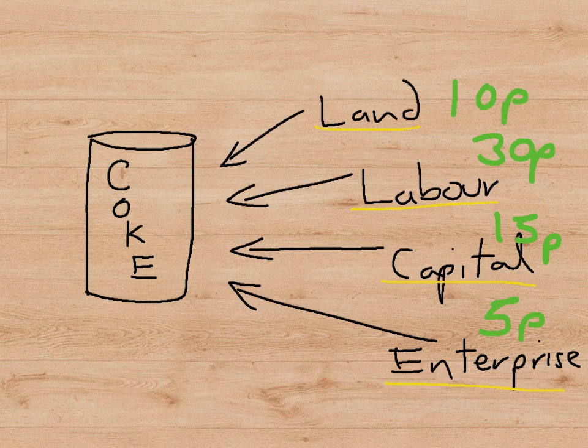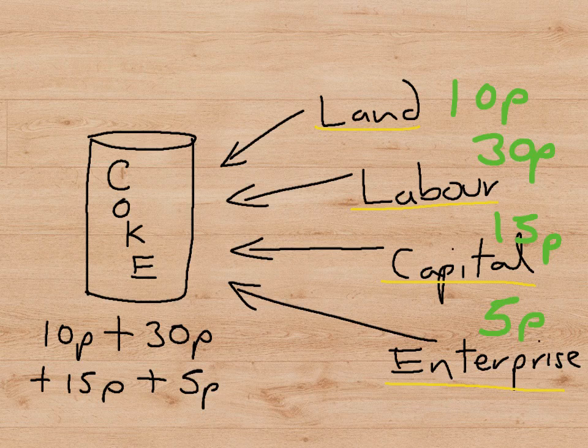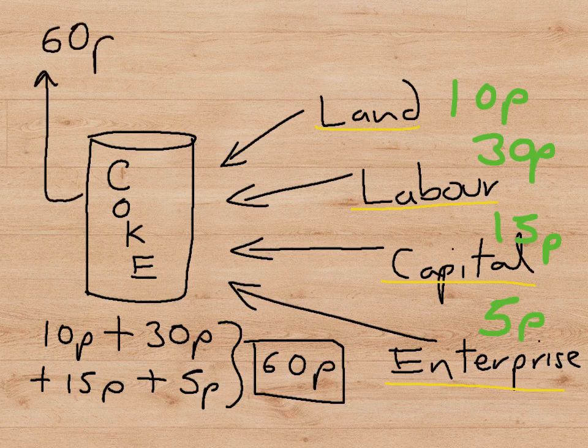Now let's look at the total value of the factors of production that were used in the making of this can of Coke. Well, we have 10p of land, 30p to pay for the labor, which is wages, another 15p to pay for the interest, which is the payment on capital, and another 5p to pay for the profit, which is the reward to entrepreneurs. So altogether we have 60p, and 60p is the total income earned by the owners of the factors of production that went into the production of this can of Coke. But 60p is also the value of the can of Coke. It is the value of the output, in other words.